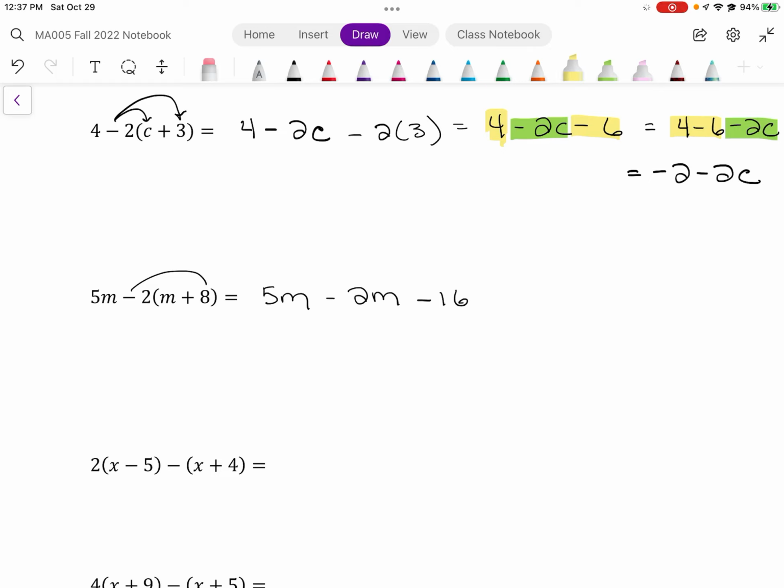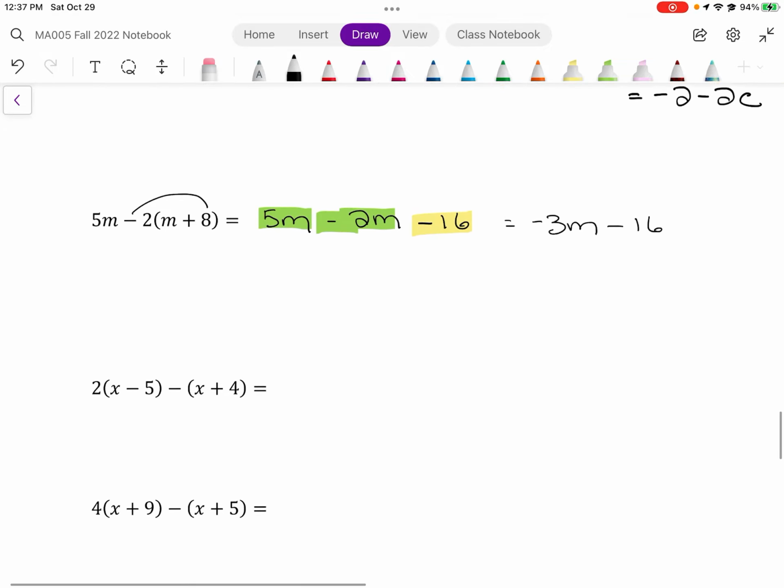All right, so now my like terms are going to be these two here, 5m minus 2m. And my constant is by itself. All right, so 5m minus 2m is 3m, minus 16. So that's my final answer.